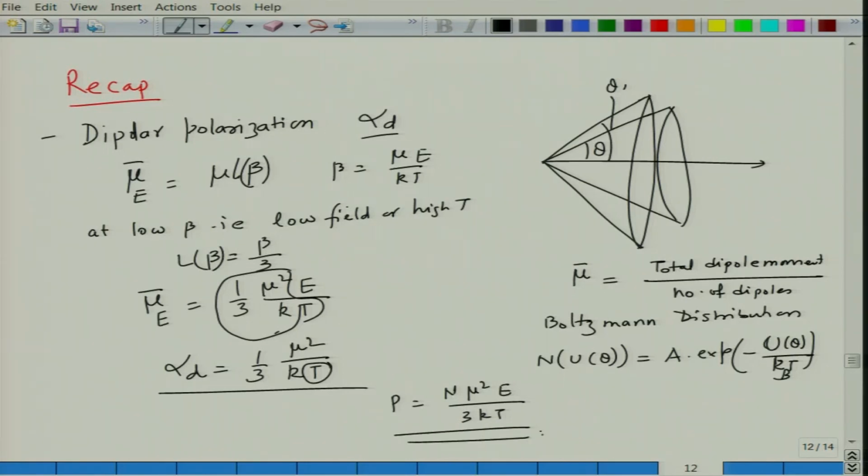But this is not valid for nonlinear effects where you have interaction between the dipoles. Here we are assuming that dipoles are non-interacting, okay. But if dipoles start interacting, then it is a different situation. But to a first approximation, for a system where you have non-interacting dipoles, you can do that.